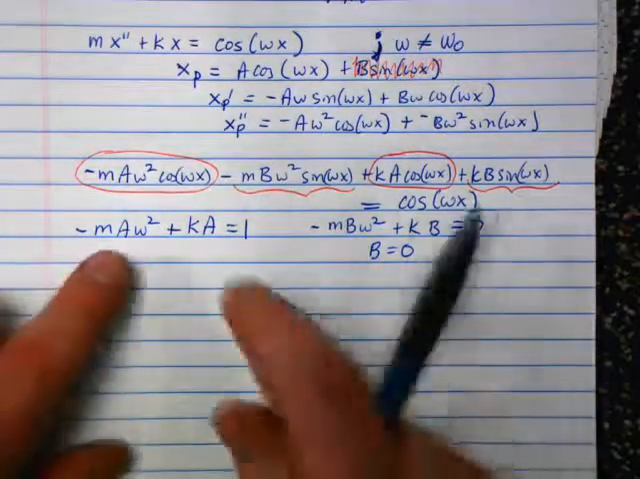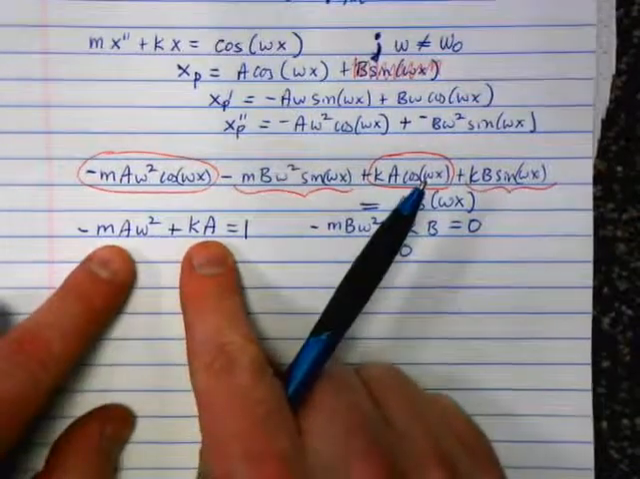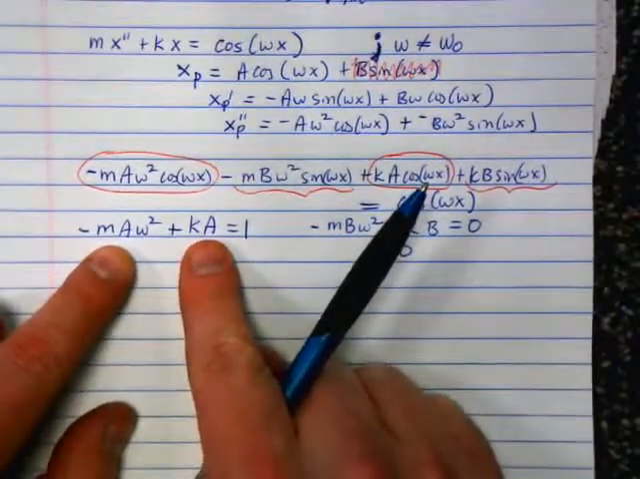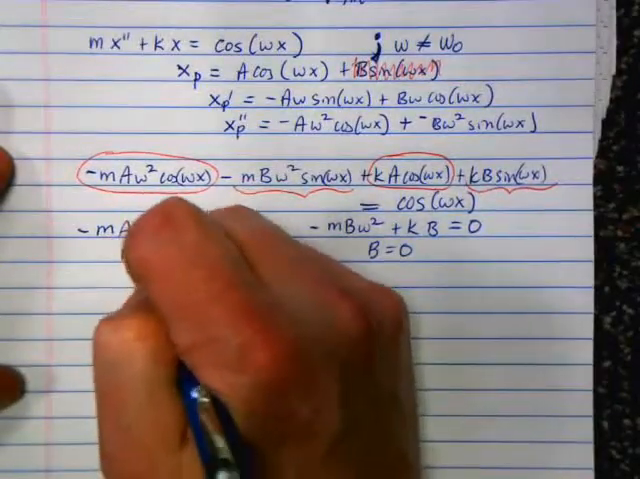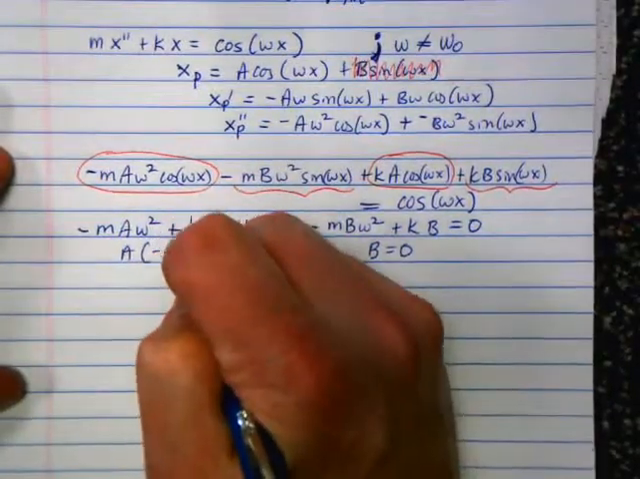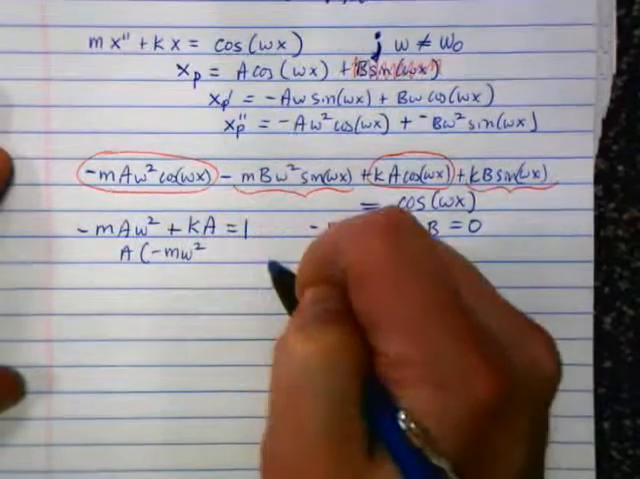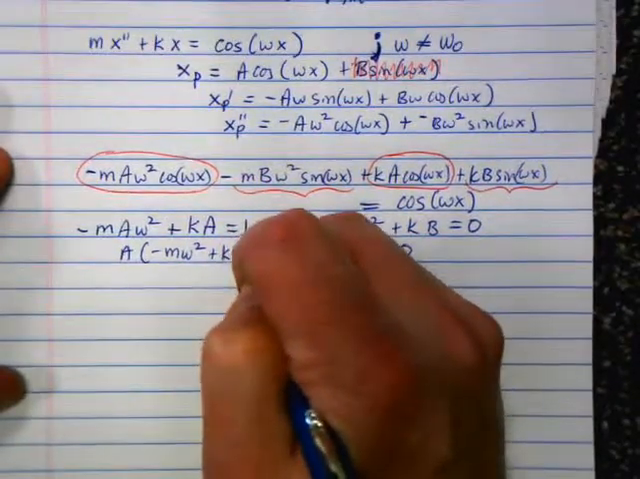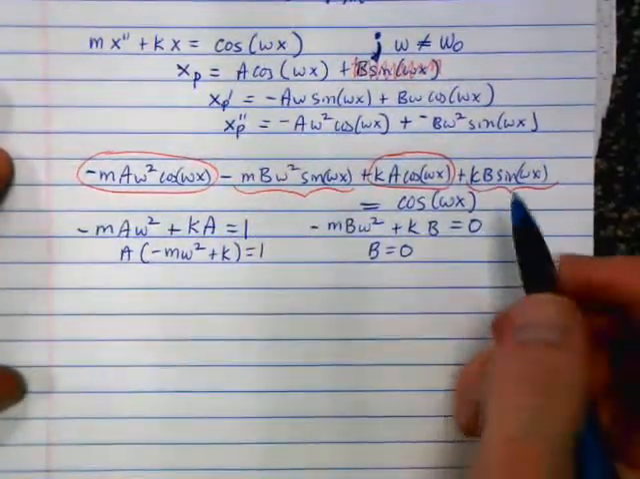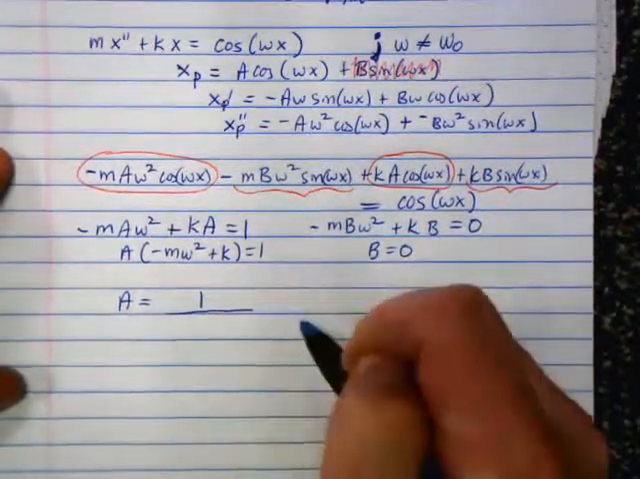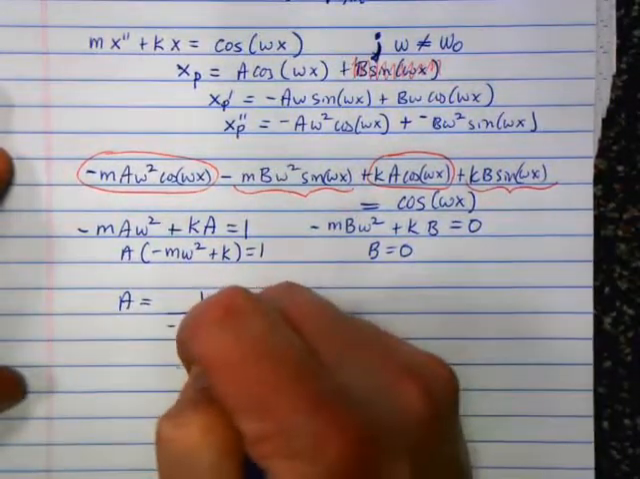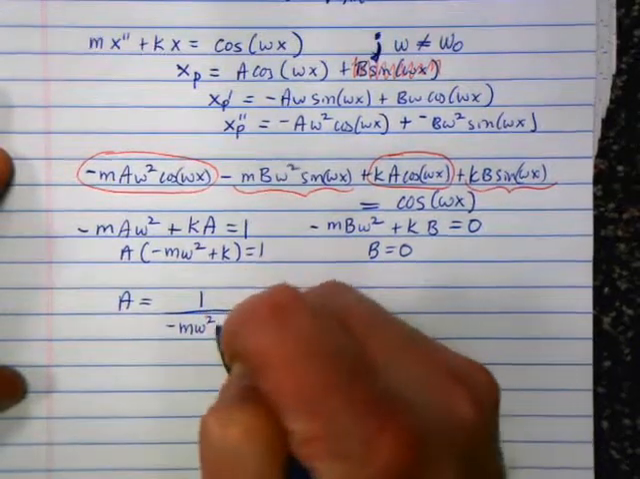All right, so for the second one, I can factor out the a and then divide. So this is a times minus m omega squared plus k equals 1. So a is 1 divided by negative m omega squared plus k.